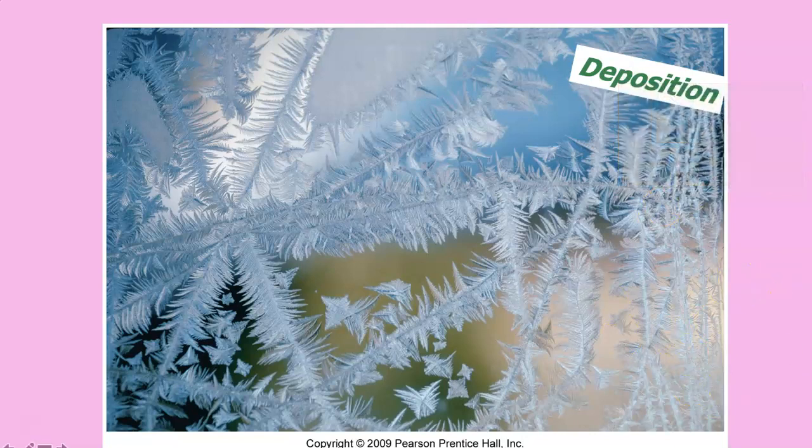Frost is an example of deposition. So this is not frozen dew. This is when super cold water vapor, which again is a gas that you can't see, contacts a surface like a window, and it directly deposits upon it. It freezes right on it.